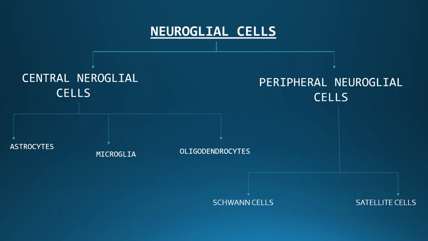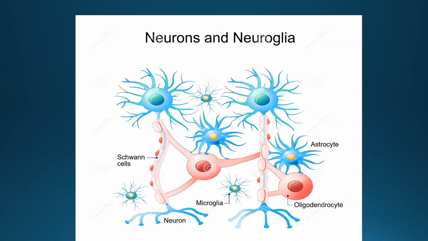Neuroglial cells are divided into two types: central neuroglial cells and peripheral neuroglial cells. Central neuroglial cells are subdivided into three types. First one is astrocytes, second one is microglia, and third one is oligodendrocytes. Then peripheral neuroglial cells are subdivided into two types: Schwann cells and satellite cells.